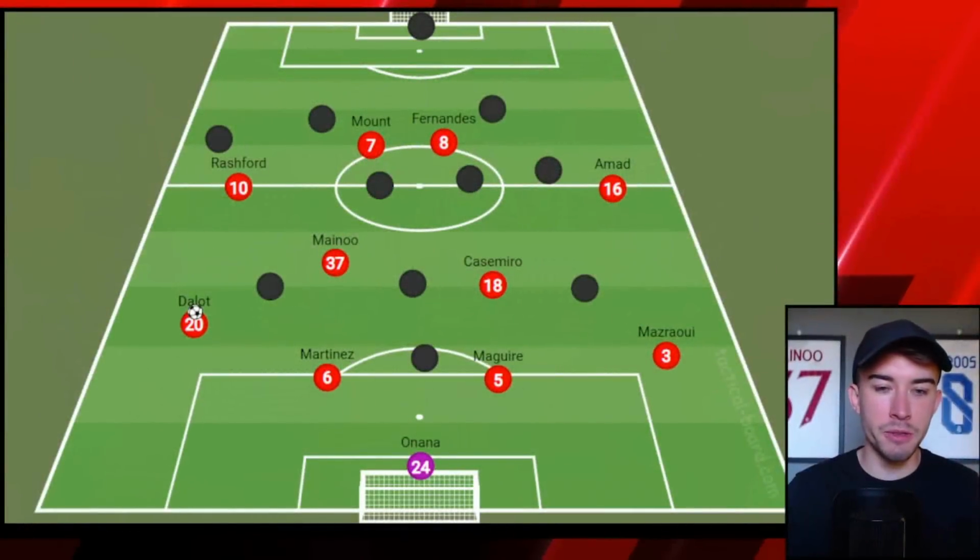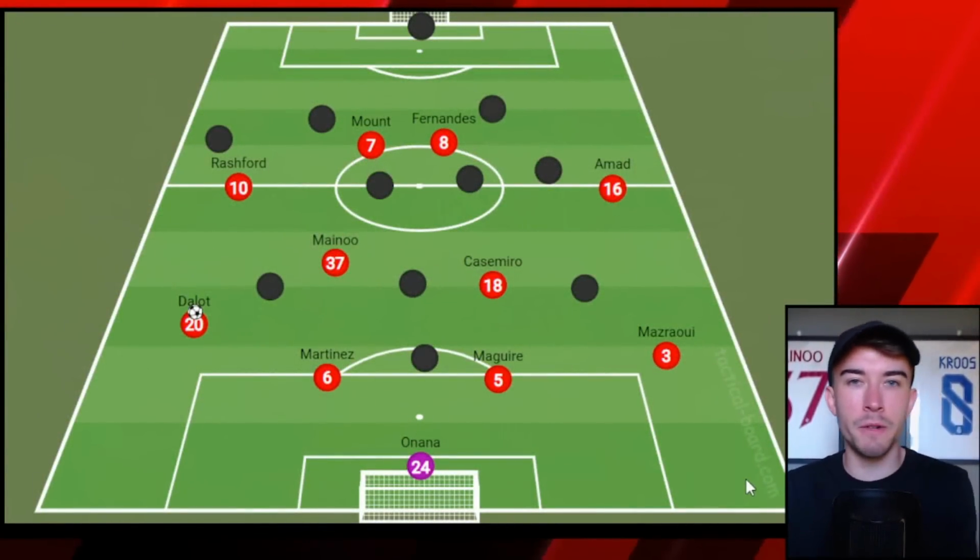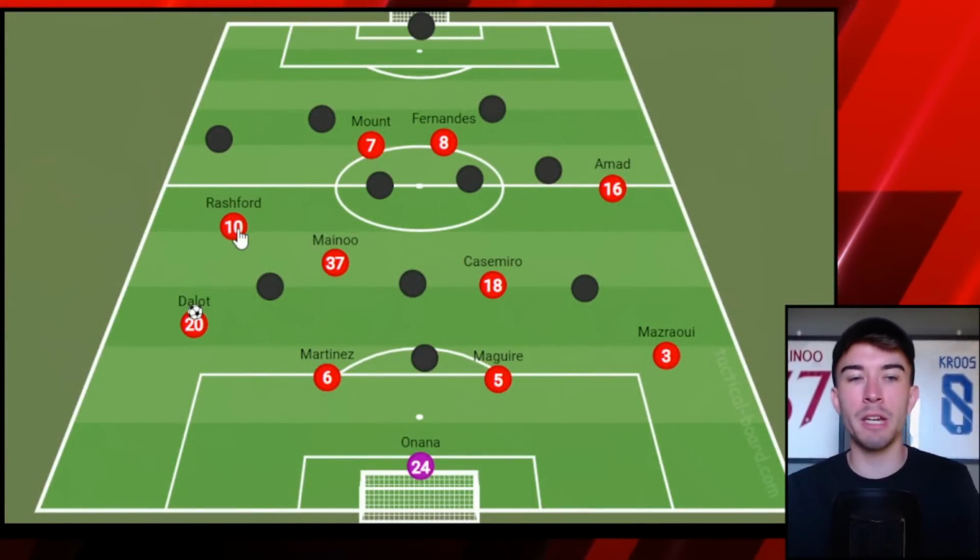Let's say you're Marcus Rashford. You're a player that loves to play on the shoulder of the last man, attack the space in behind, and make those out-to-in runs to really hurt the opposition. Suddenly you play in a team of right-footers that can't play that ball, but you still want to be involved in the game. So naturally you start coming a little bit closer towards the ball.